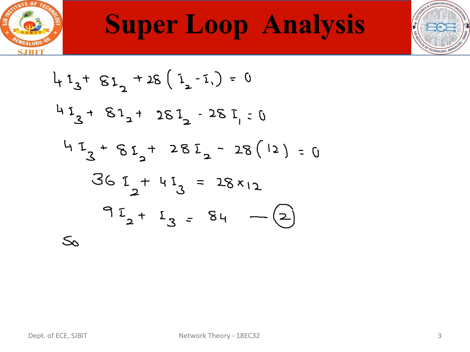Now you can solve equations 1 and 2. Then we get I2 is equal to 9 amps and I3 is equal to 12 minus 9, that is 3 amps. So what is the current flowing through the 28 ohm resistor? That is I is equal to I1 minus I2. That is the current flowing through the 28 ohm resistor.